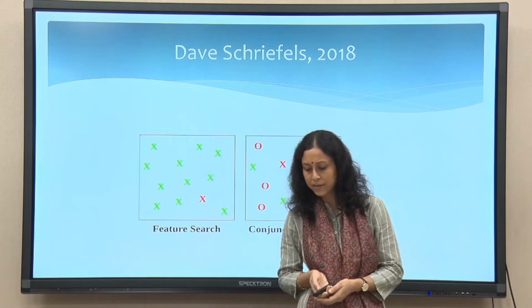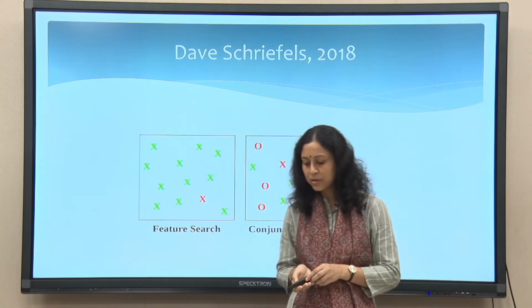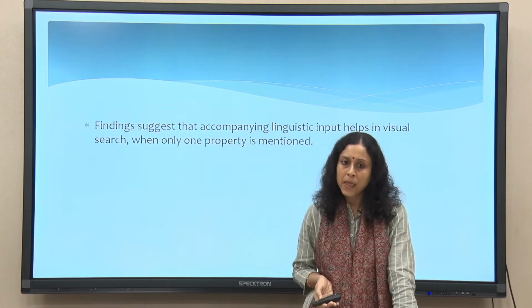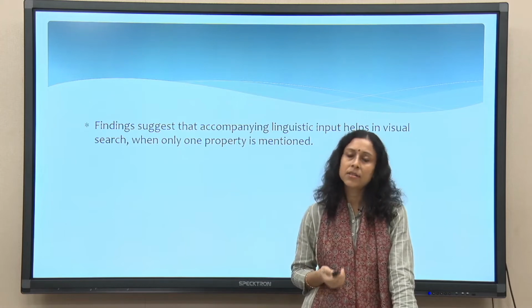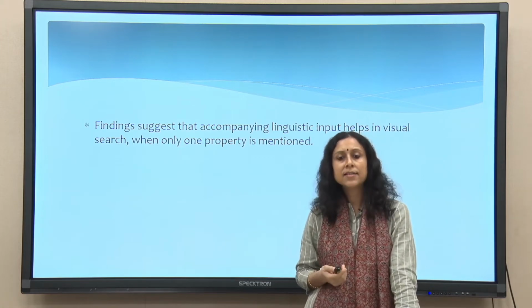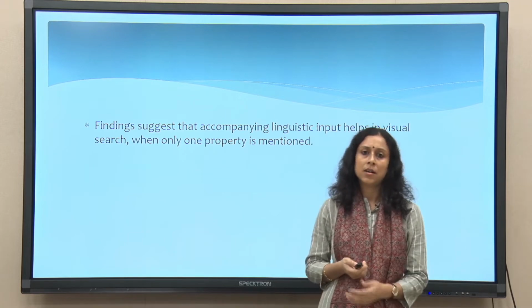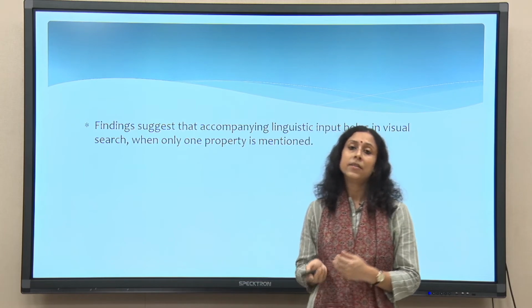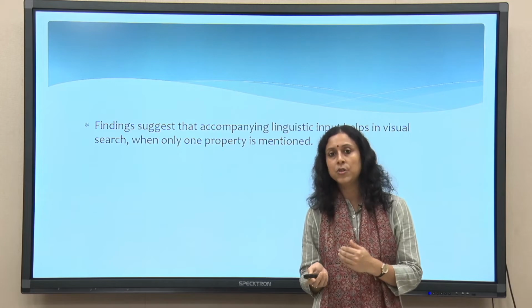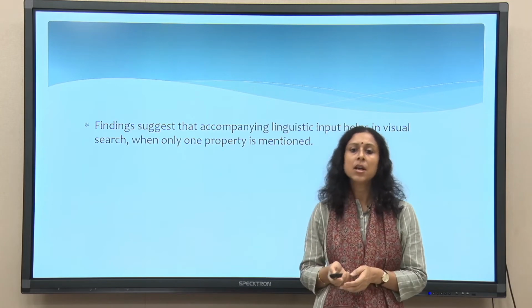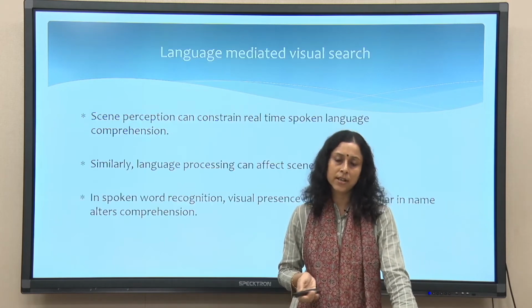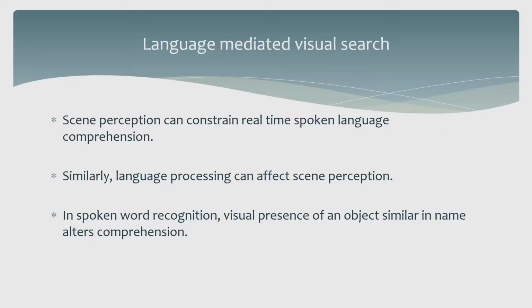This is an example of a simple visual search experiment with two kinds of search, feature search and conjunction search, from a 2018 paper. In terms of linguistic research, in terms of language processing, findings typically point to a situation where accompanying linguistic input helps in visual search. If a scene is presented to you with accompanying linguistic input, our search becomes easier, typically in case of feature search, if not in case of conjunction search. This area of research is called language mediated visual search.